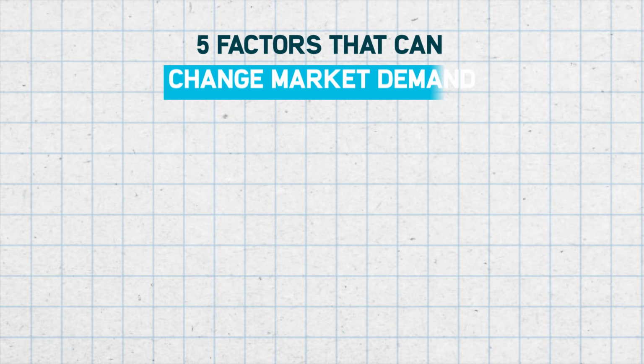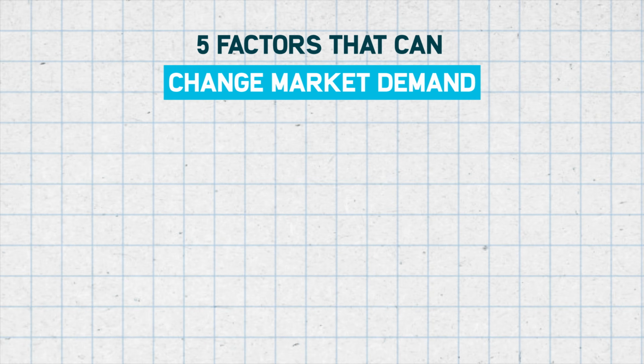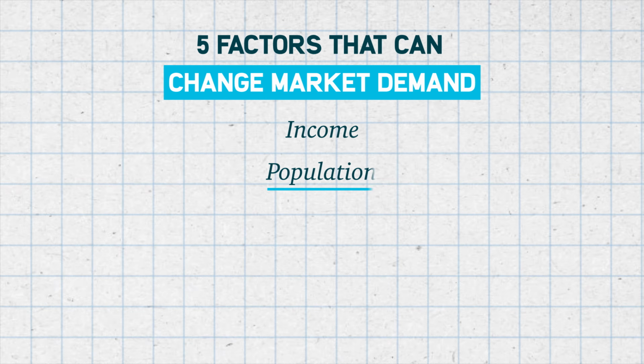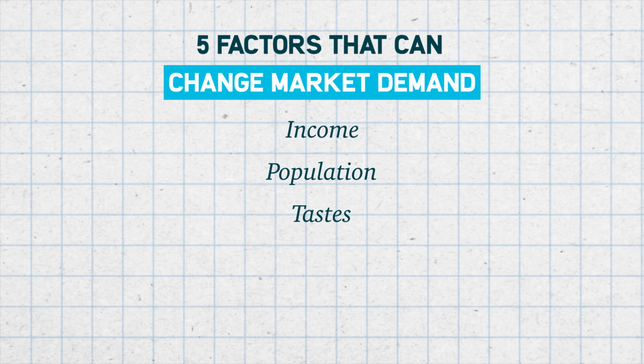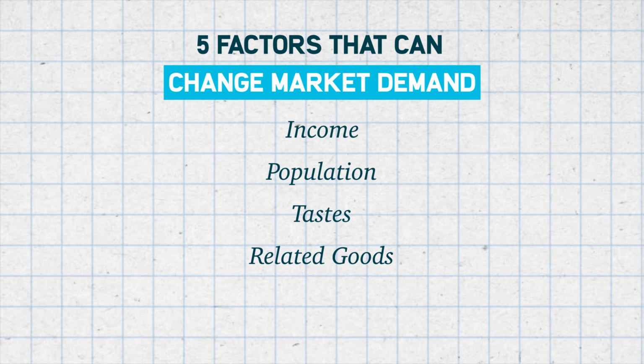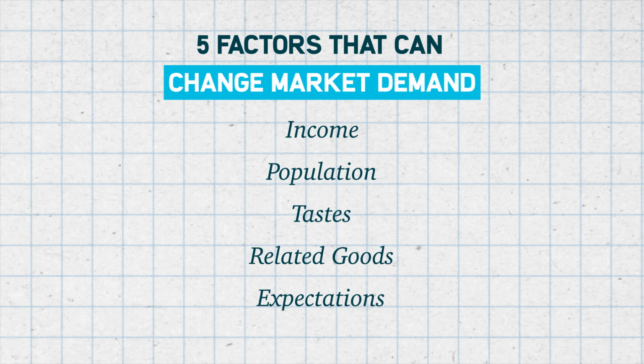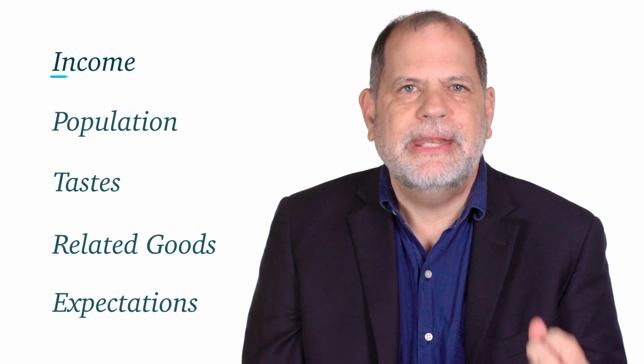Let's now go through 5 factors that can increase or decrease market demand, namely income, population, tastes, the price of related goods, and finally, expectations. Let's start with changes in income. The effect of a change in income on demand depends on the nature of the good in question.